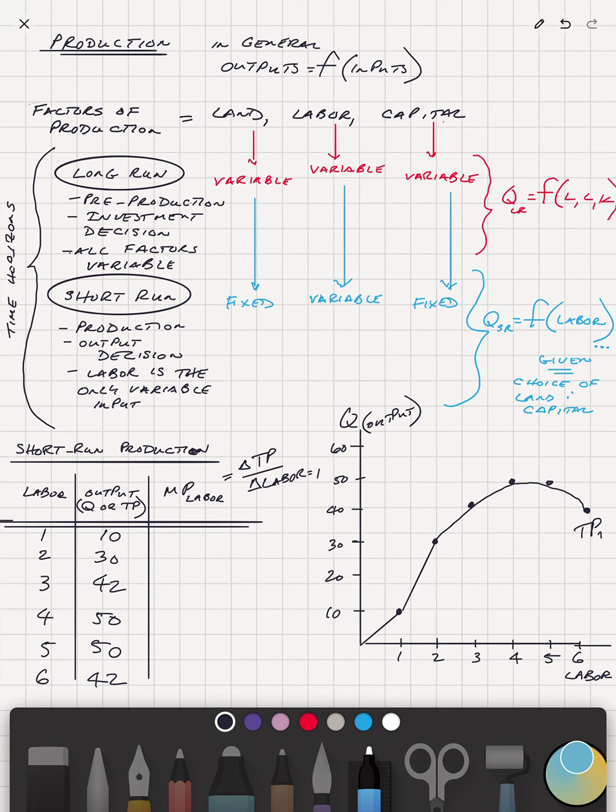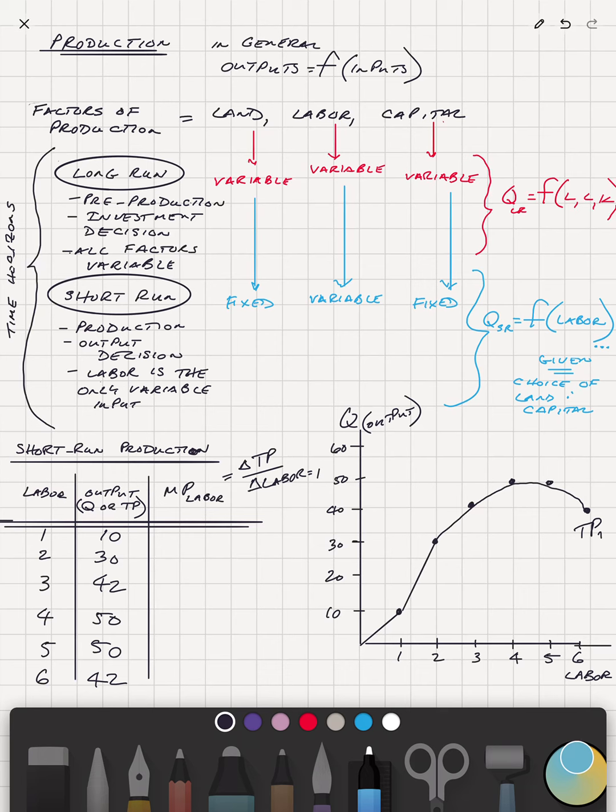We're going to start off talking about production, and then in the next lecture, we'll talk about costs. And in the third lecture of this series, we're going to put everything together and have a cost model of the firm. So today, let's look at production. I just want you to think in general. We're talking about the outputs that a business can produce depends on the inputs that they use.